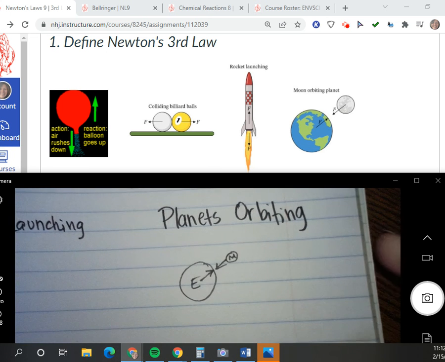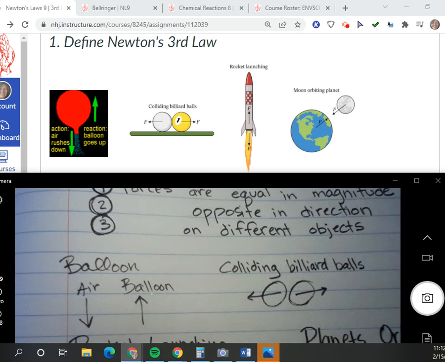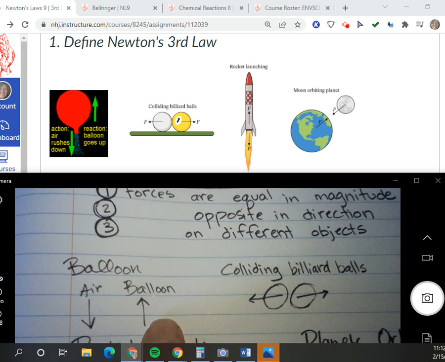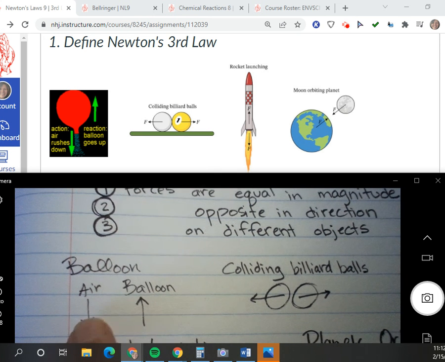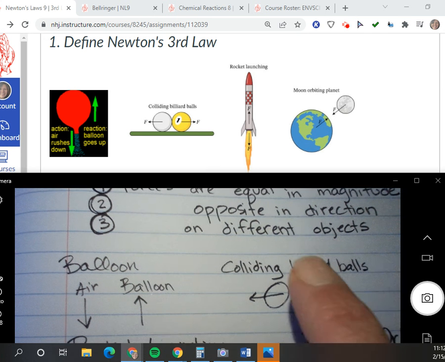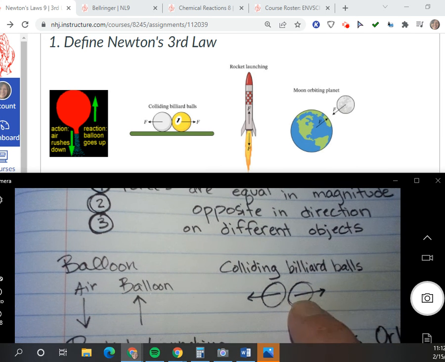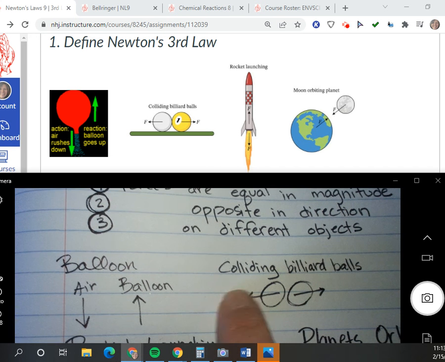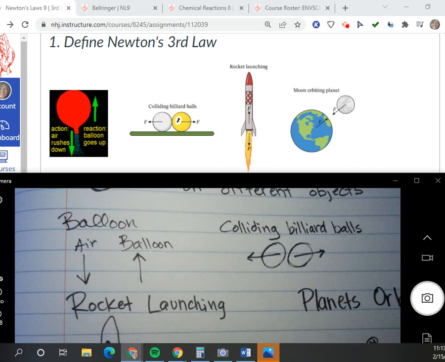All right, so thinking about this idea of pairs. Which one has to happen first? The air gushing out or the balloon flying off? The air gushes out. So there's your action. The balloon flying off is your reaction. Right? Which one happens first? The white ball hits or the yellow ball bounces off? White ball hits. There's your action. And your reaction is the yellow ball bounces off.